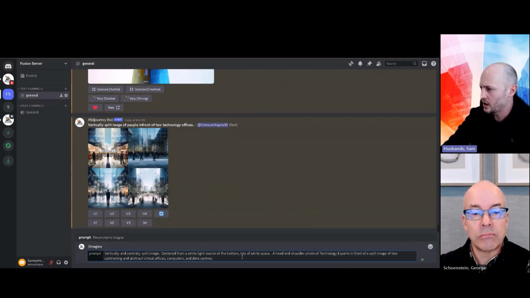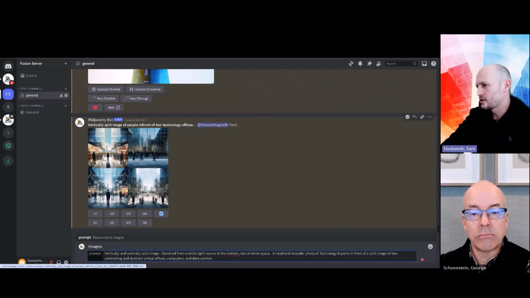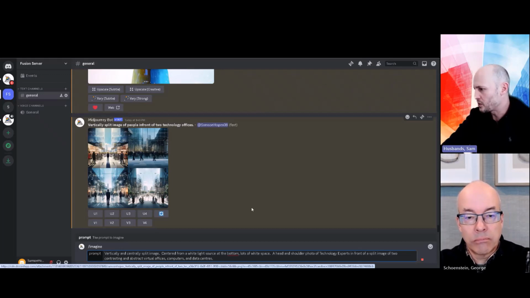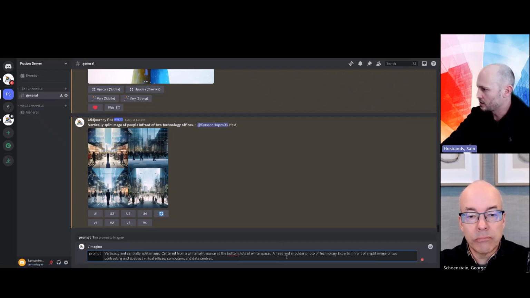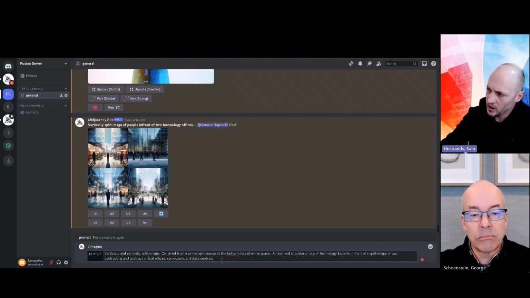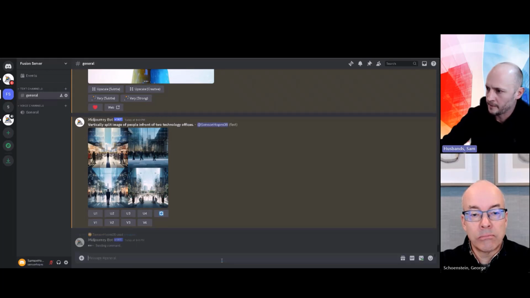So the 2 lines are talking about the white space, the light coming from a central location, and instead of having distance group shots of people, I'd like a head and shoulder shot of technology experts. And in the background, I want to add some of our styling to it. So I've asked for 2 abstract offices and then some computers and data centers to be laid in an abstract way. So this should get a little closer to where we are aiming.